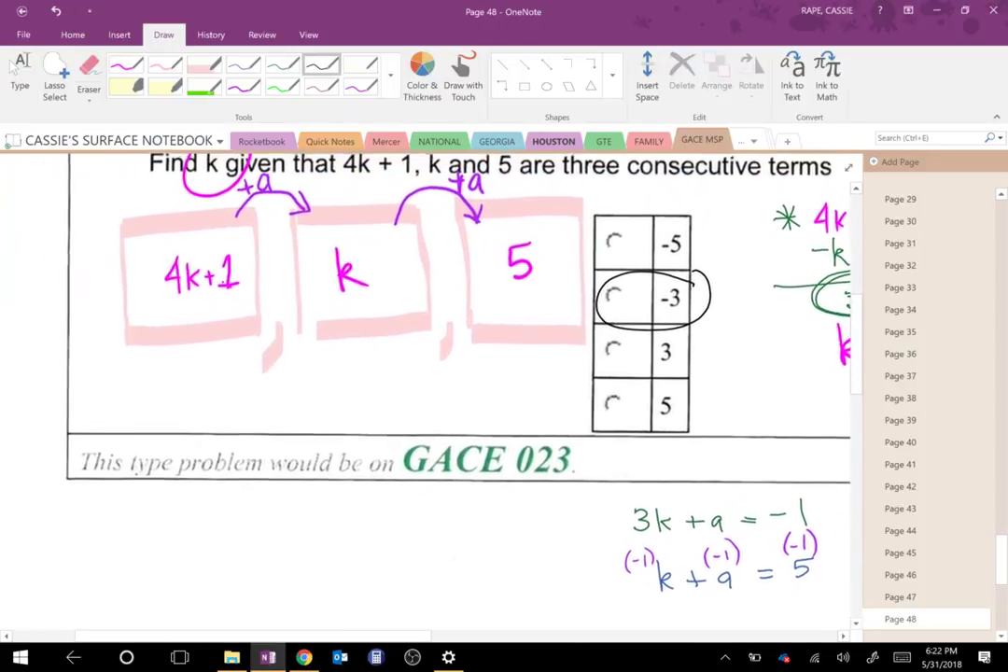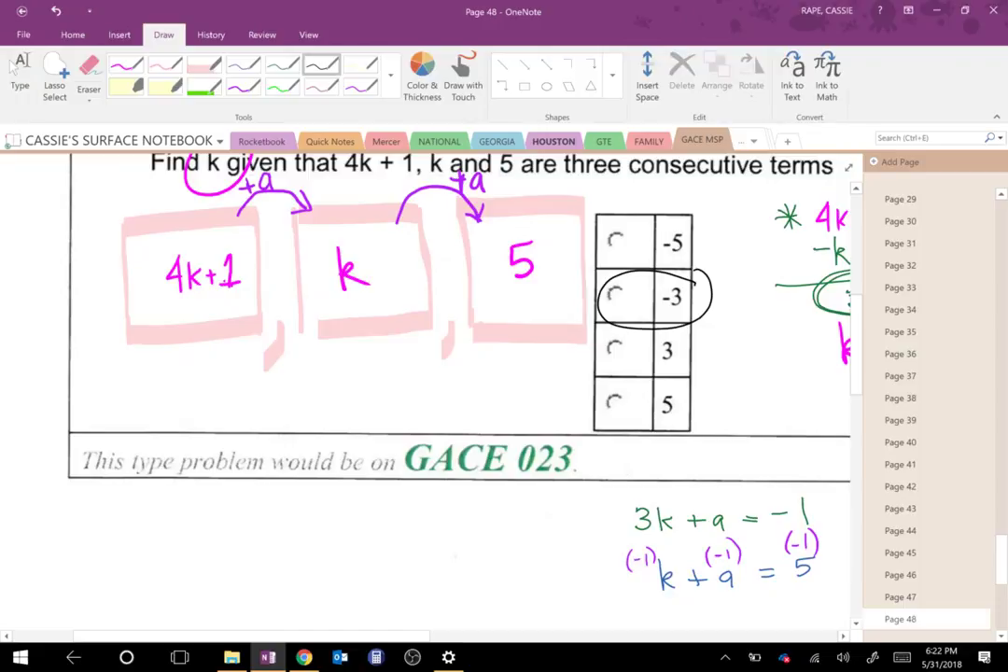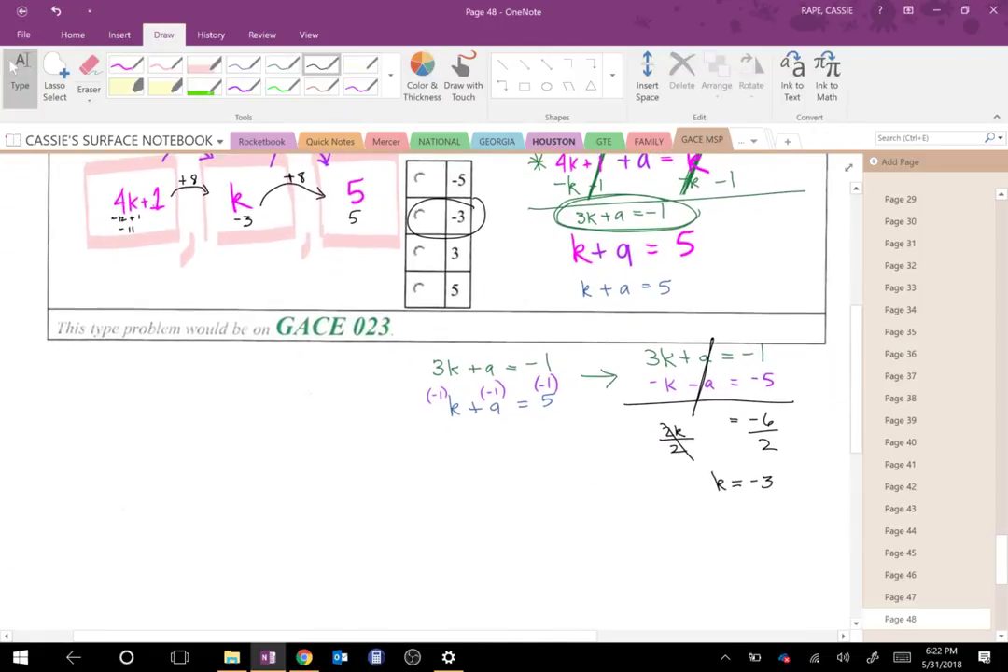-3 right there, but I just want to make sure here. 4 times -3 would be -12 plus 1, which would be -11. This would be -3, and this would be 5. And if you look at it from -11 to -3, I went up 8. And from -3 to 5, I went up 8, which means a is 8, but you weren't asked for a. But I can see here, yes, that is an arithmetic sequence, and the consecutive terms do work out with that number, and so that's how I know I got it right. So B is the answer.